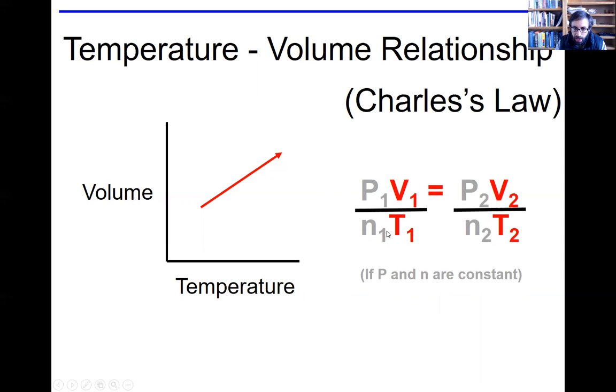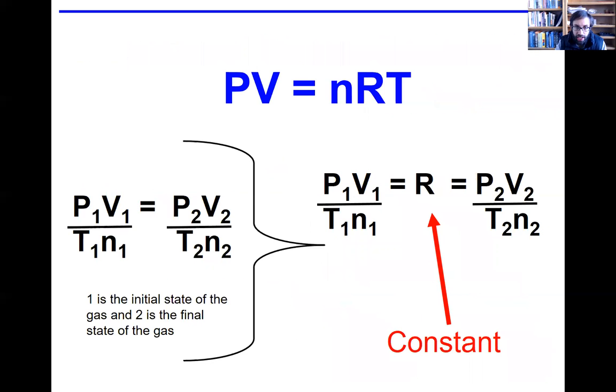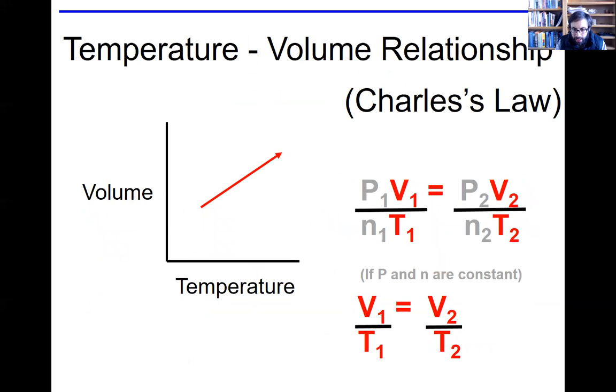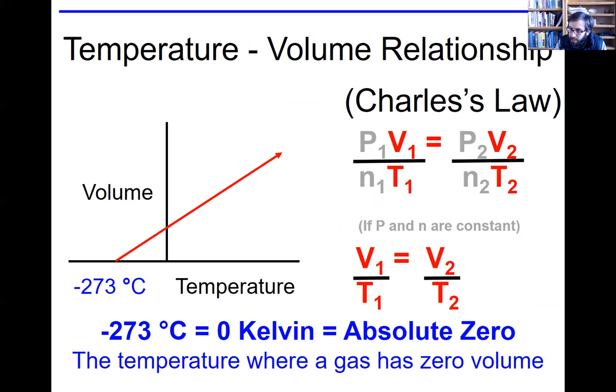Now, our P1 and our N1 are constant in this case for Charles' law, and so they cancel out. And so we're left with V1 over T1 equals V2 over T2. Again, you could memorize that. I don't think you should. I would suggest you just memorize PV equals nRT, and then very quickly you can say, oh, what's constant? N and P. I'm changing volume and temperature, so I want V divided by T on the same side. That's going to equal V divided by T with the 1s and 2s. Okay.